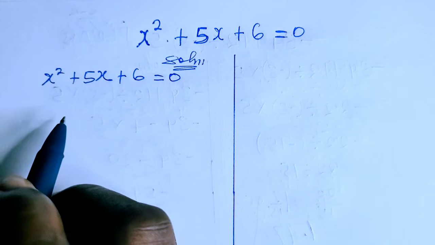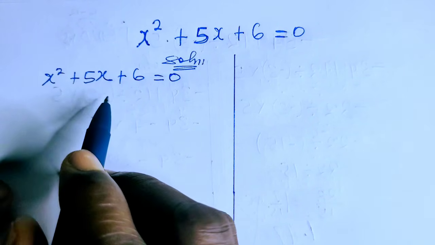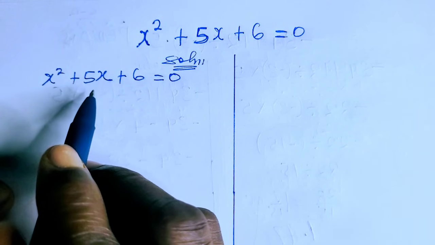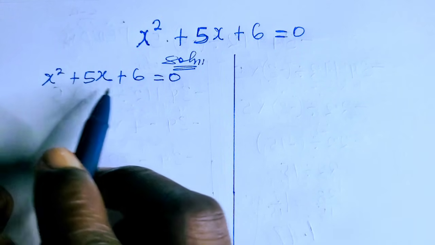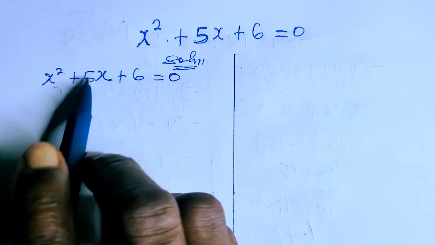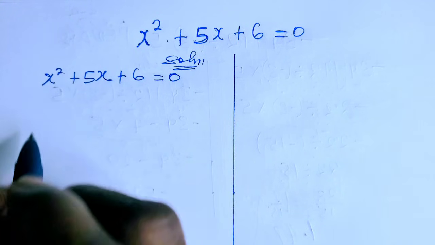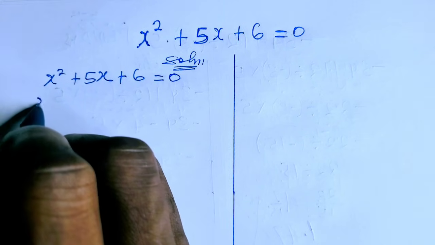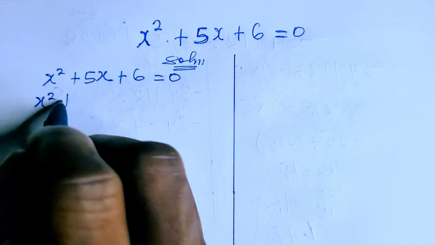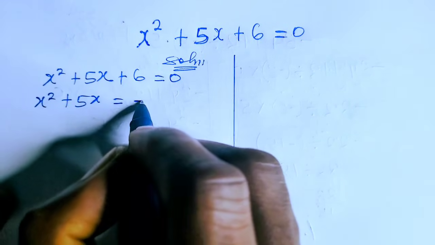Now, since we are to solve this using completing the square, the first step you need to consider is to move the constant, positive 6, to the right hand side of the equation. Now, the equation becomes x squared plus 5x equals minus 6.